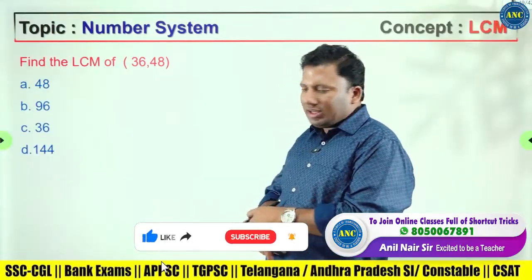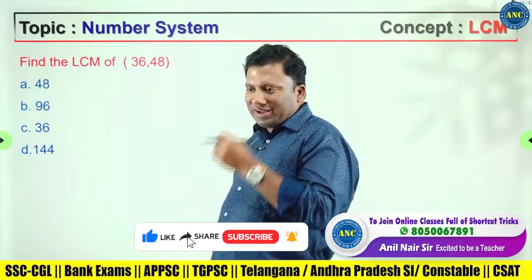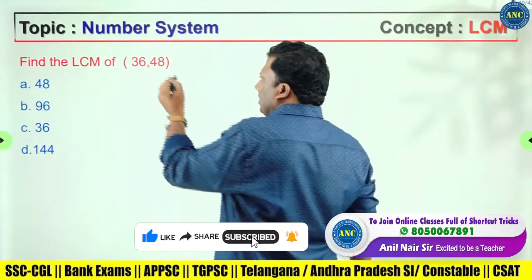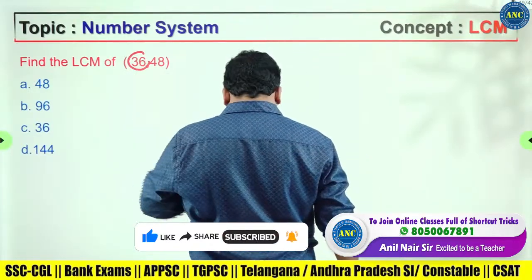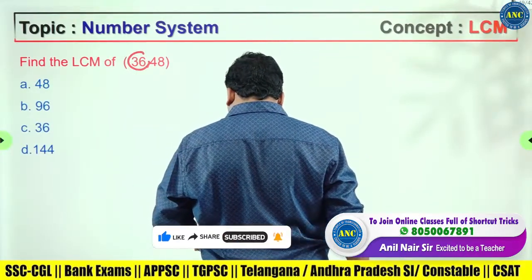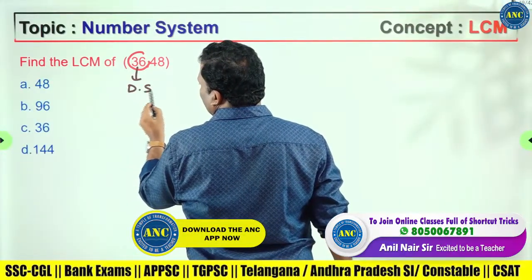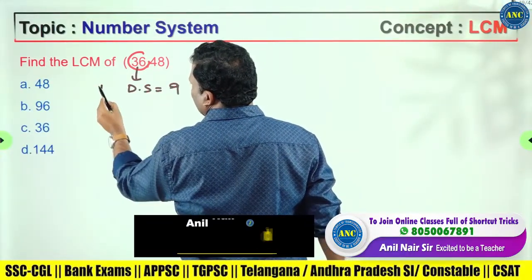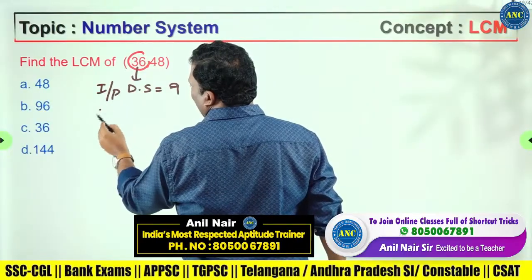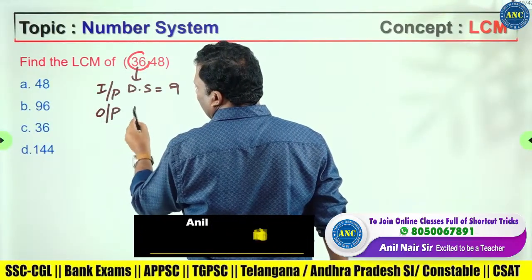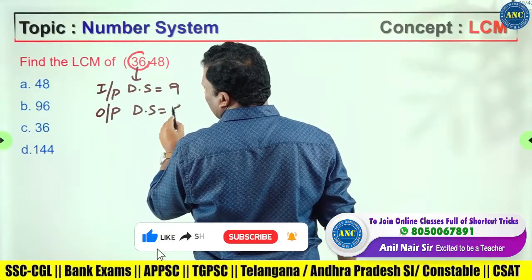LCM of 36, 48. Don't jump and do the conclusion immediately. Input one number. Tell me, Sai, what is the digital sum of this number? 9. Input one number, digital sum is 9. Output also digital sum should be 9.